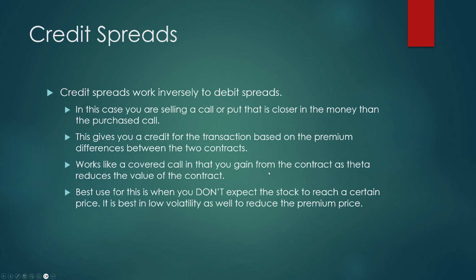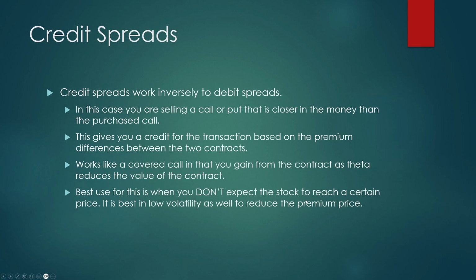Works like a covered call in that you gain from the contract as theta reduces the value of the contract. So if you sell a call and then it goes down in value, you've already received the premium for that call. As the value drops over time, you can buy back the contract for a lower price and realize a gain on that, or you can hold it until expiration. And if both contracts expire, then you receive the full profit and don't have to worry about purchasing the shares to fulfill the short call.